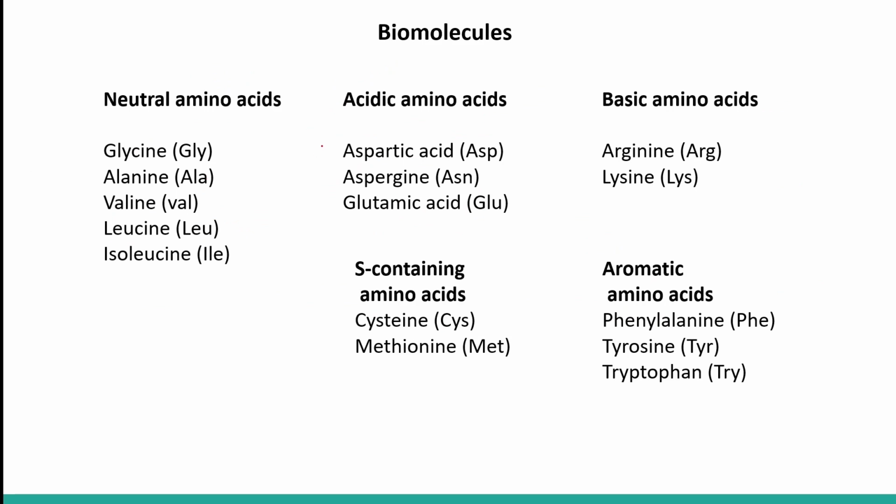Neutral amino acids. This is a classification of amino acids based on their types of groups and their chemical and physical properties. So neutral: glycine, alanine, valine, leucine and isoleucine. These are neutral amino acids. They have both acidic and basic groups, but they get compensated and they become neutral.